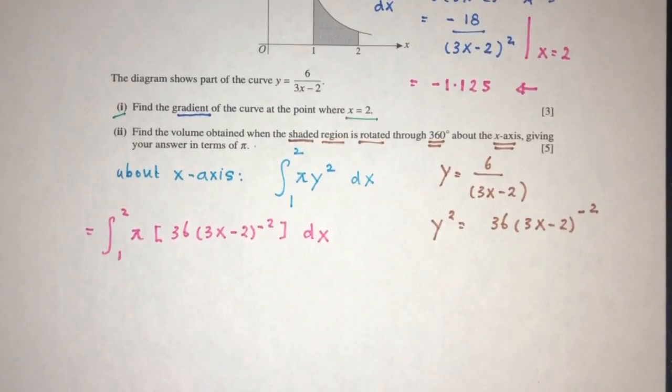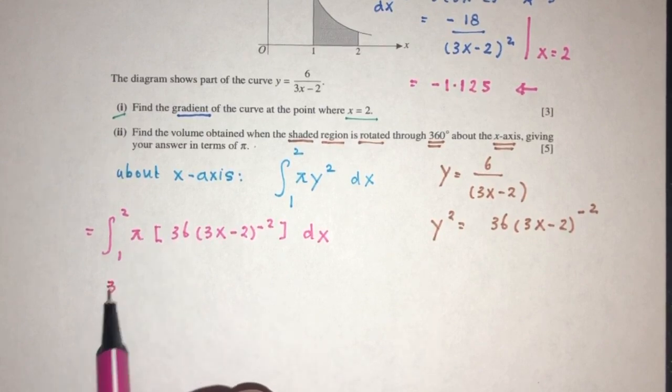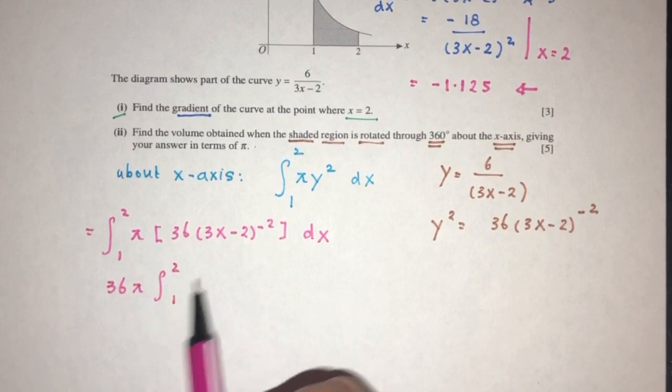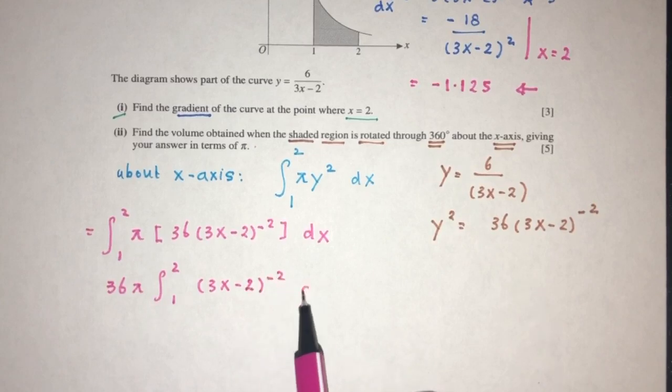So now we have to simplify. Let's take this value outside. These two are only multiples, so 36 pi we can take outside. So right now you only have this to work with. That makes sense, right? Now this is much easier to look at, and then we can simplify step by step.